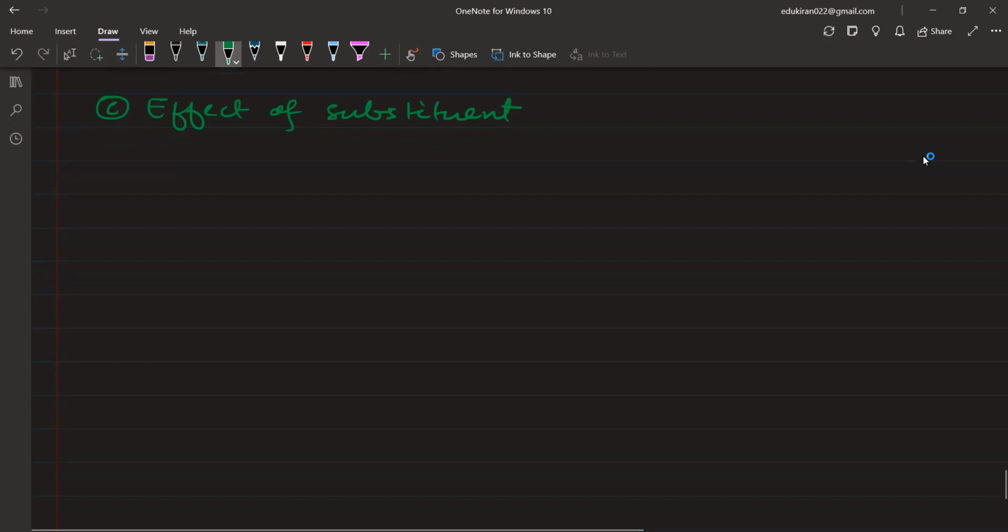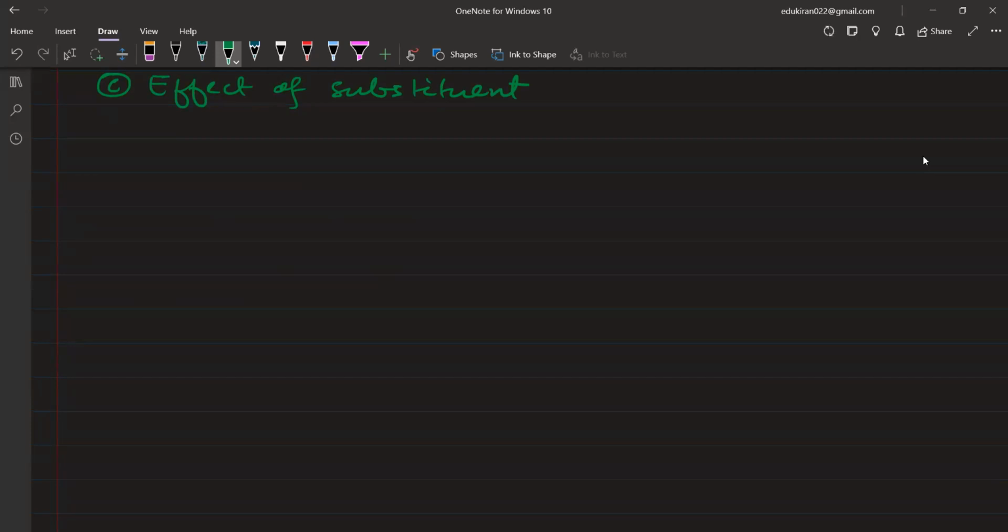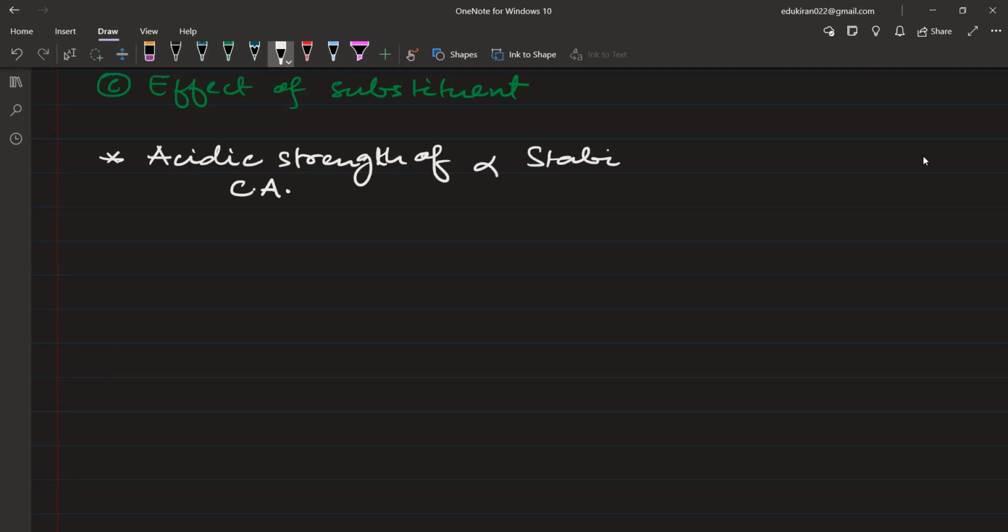Now, as we know, the strength of carboxylic acid depends on the stability of the carboxylate ion, right? So please write first point. Acidic strength of carboxylic acid depends on stability of RCOO negative. Okay. Now we have to reduce the negative charge, right? We have to delocalize the negative charge. We have to lower the negative charge density from the oxygen.